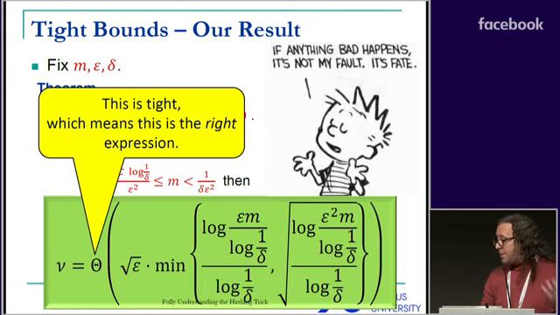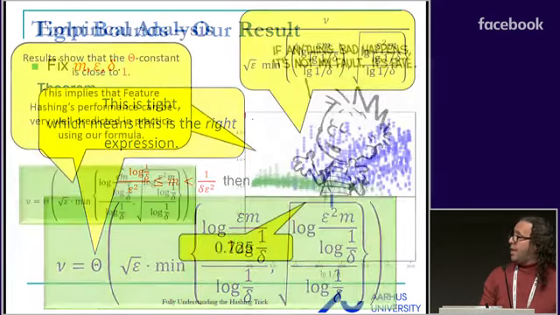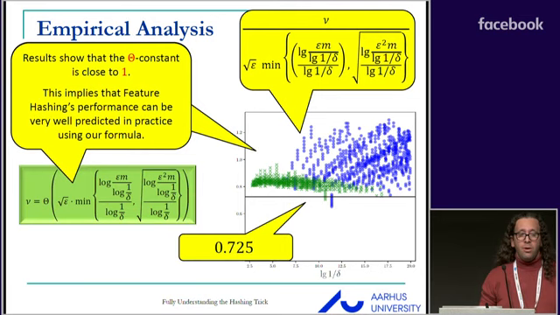What perhaps is missing from the theory is the constant hiding within this theta, and we accompany our theory with experimental results that show that actually this constant is very close to 1, meaning that this formula very well predicts the performance of feature hashing in practice.